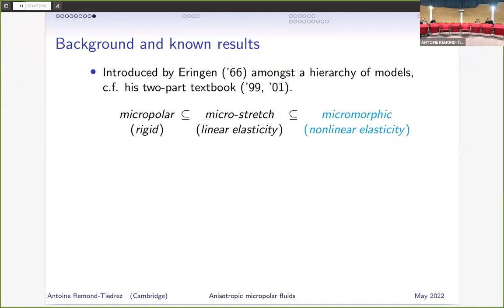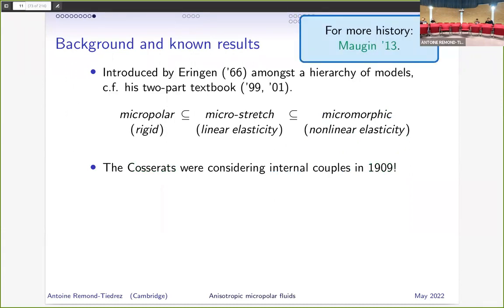You could have this monster where every little microscopic body satisfies full nonlinear elasticity, and so on down the line. That's quite a mess. But what's interesting is that, although this was introduced in the 60s, this idea of having internal couples, of neighboring constituent particles of the fluid acting on each other and exerting torques on each other, was already in the Cosserat brothers' work of the early 20th century. They have this treatise on continuum mechanics, and they mention these kinds of things in there. So these are all old ideas. There's an interesting description of the history of all of these things and many more in continuum mechanics in the book by Maugin.